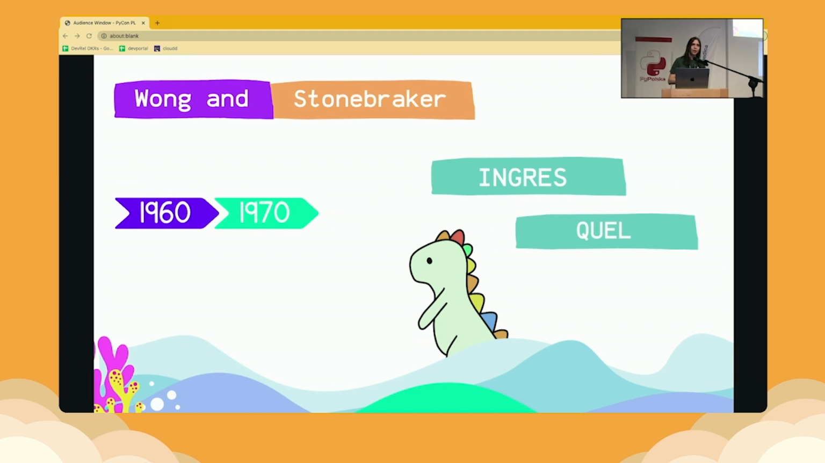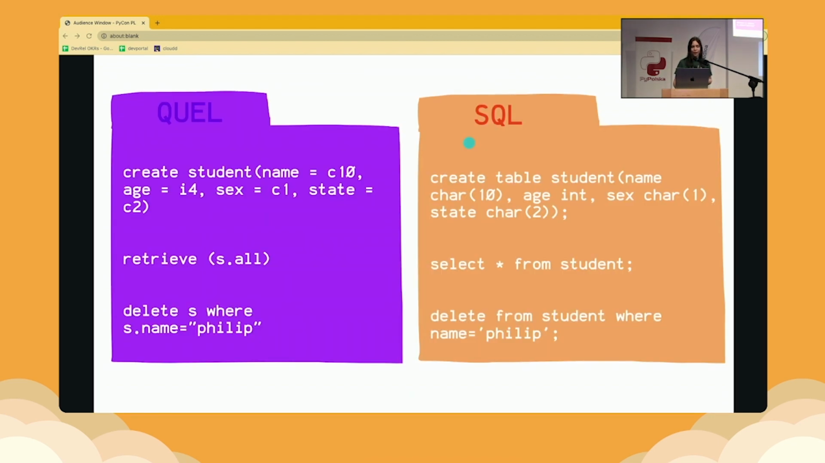And this database already had a query language known as the QUEL language. The QUEL language is similar to SQL. You can see it here. But what the QUEL language had was more true to the mathematical way that Edgar Codd described.